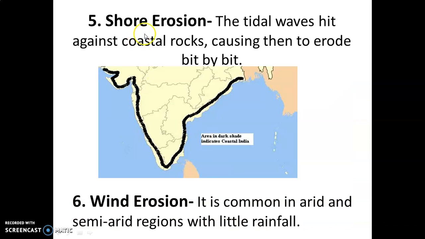Next, shore erosion. What is shore? Shore means where the land and water body meet. See, this is the land and this one is sea, water body. Shore means where the land and sea meet. So we can say in this image, this is the western coastal part and the eastern coastal part of India. So this is the southern part of India, which is surrounded by water from three sides. Arabian Sea in the west, Indian Ocean in the south, Bay of Bengal in the east.